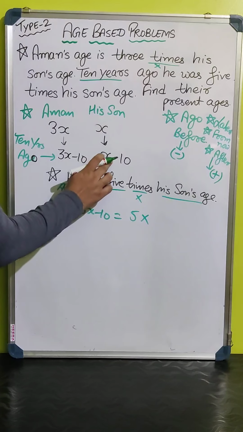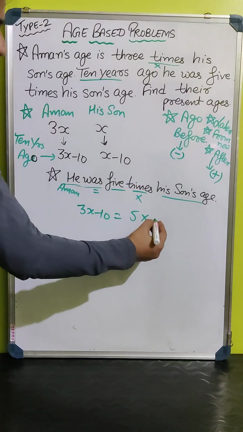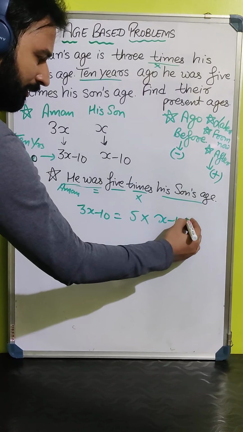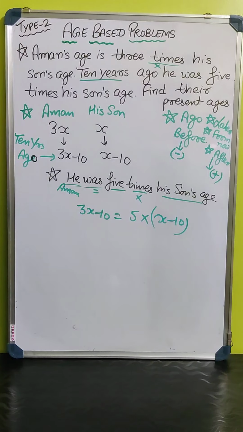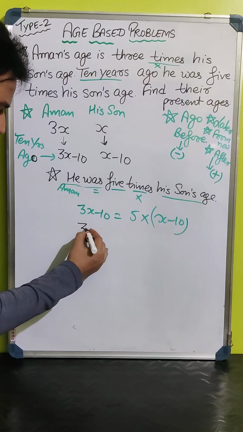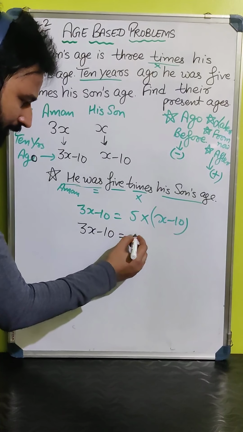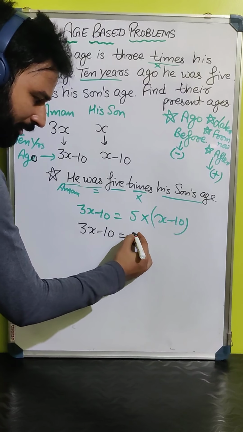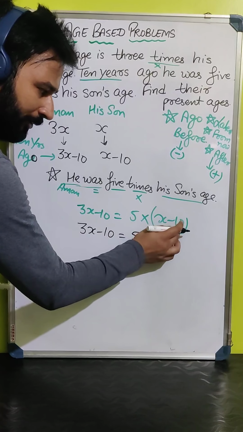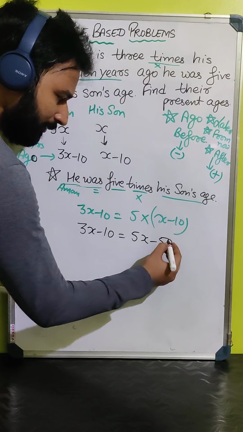What is the age of the son 10 years ago? It will be x minus 10. Now simply solve the equation. That will be 3x minus 10 is equal to 5 into x minus 10. It should be 5x. 5 into 10, that will be minus 50.